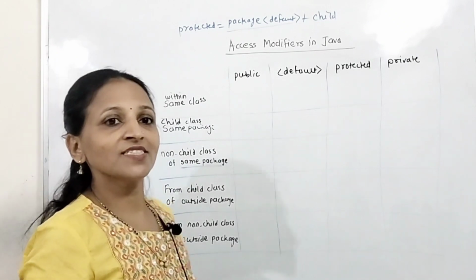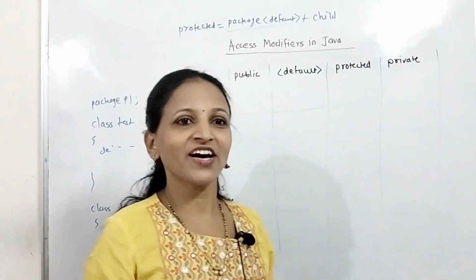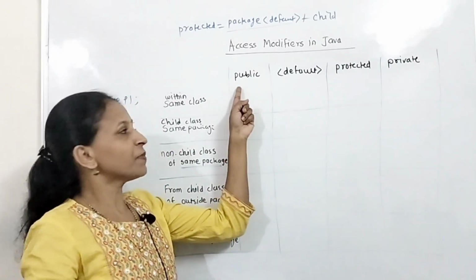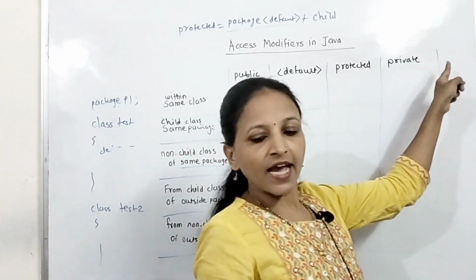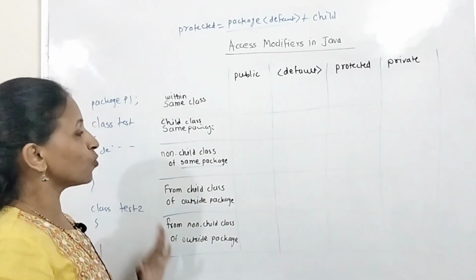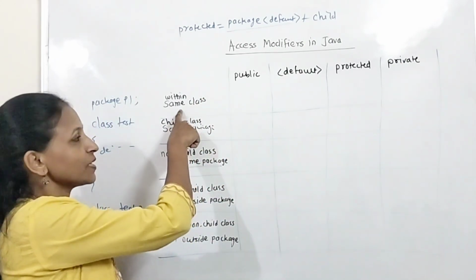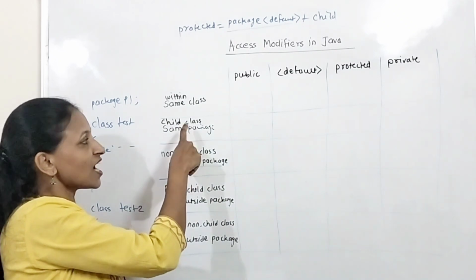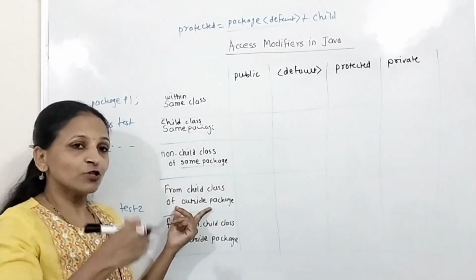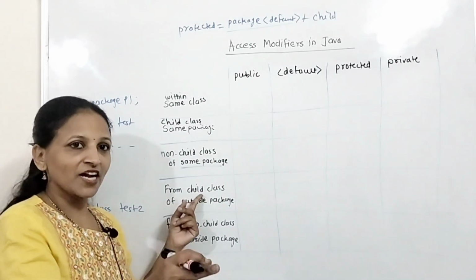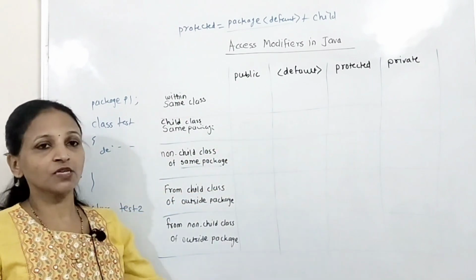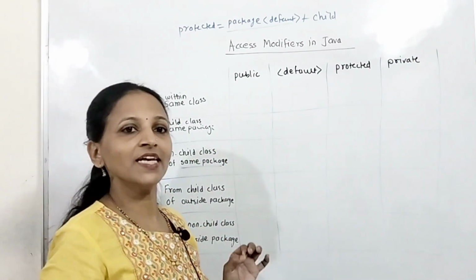Now see, here I am just summarizing all the access modifiers one by one. See, here I have written the access modifiers like public, default, protected and private. Okay, and here I have just defined scope, means where it is accessible within the same class, within child class of same package, non-child class, from outside package, if there is any child class or non-child class, whether it is accessible or not, that everything I have summarized here that I am going to explain now.